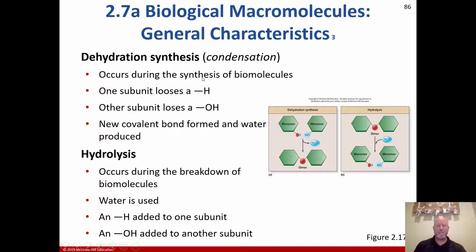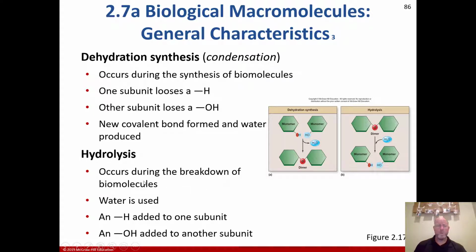Dehydration synthesis, or condensation, occurs during the synthesis of biomolecules. One subunit loses a hydrogen, and the other subunit loses a hydroxide, and new covalent bonds are then formed and water is produced. So you have the monomers here, and dehydration synthesis basically occurs, so you end up forming this covalent bond here between these 2 subunits. So what you end up with is basically an anabolic type reaction.